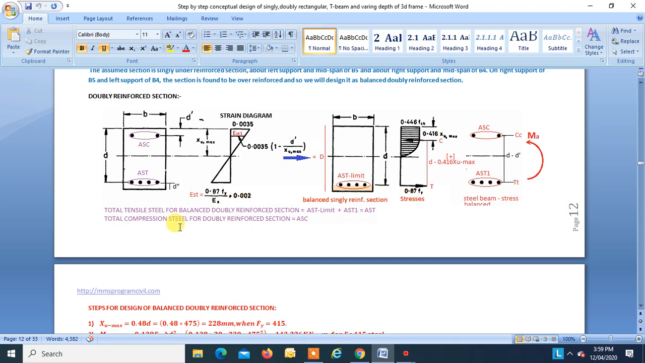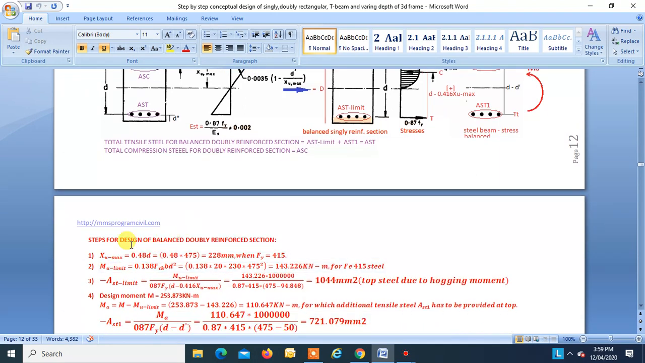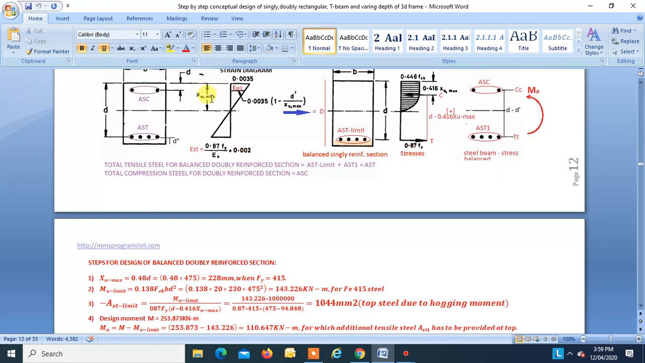So let us go step by step. First you have to find Xu max. It's simple, as this is a balanced section, so Xu max is equal to 0.48d for Fe 415, so that is equal to 228 mm. Now the next step is finding Ast limit. First we should know Mu limit, right? So Mu limit, we know the formula, that is 0.138 fck b d square, that is equal to 143.226.